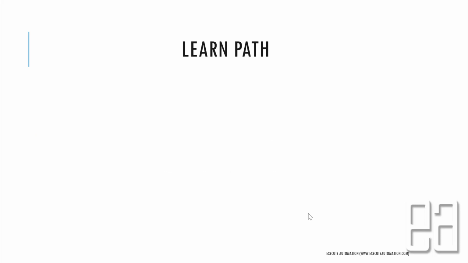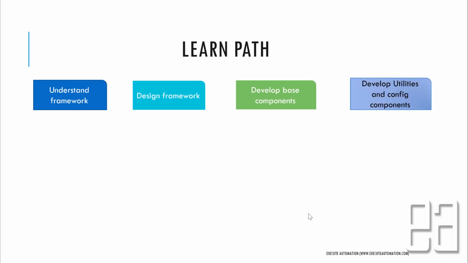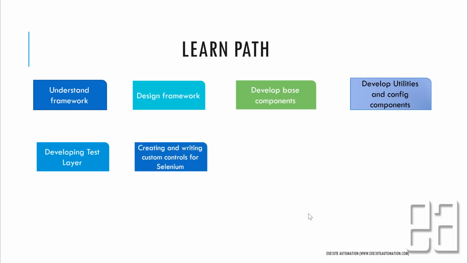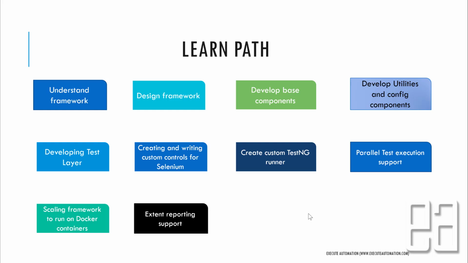What is going to be our learning path? Well, the learning path is going to be like this. We'll first be understanding our framework, and then we'll be designing the framework, and then we'll be developing the base components required for the framework, and then we'll be developing the utilities and config components, followed by developing the test layer and creating and writing custom controls for Selenium and creating a custom TestNG runner so that it can execute the tests, and then we'll be writing parallel test execution support and scaling the framework to run on Docker containers. And finally, we'll be ending our whole course by adding extent reporting support to run on parallel as well as single instance. So this is the whole learning path of this course.